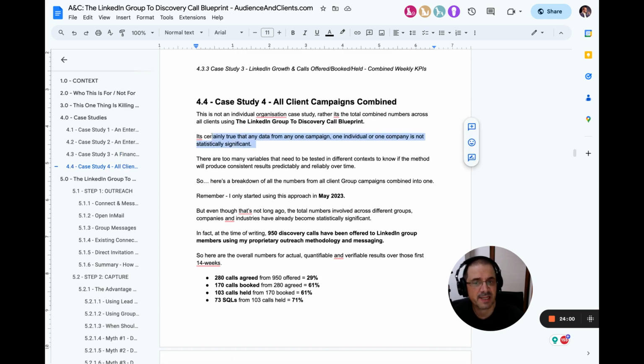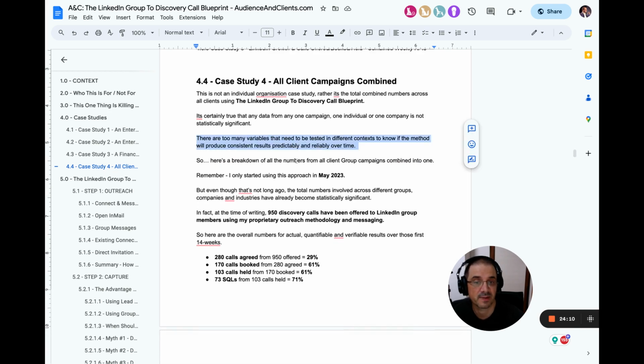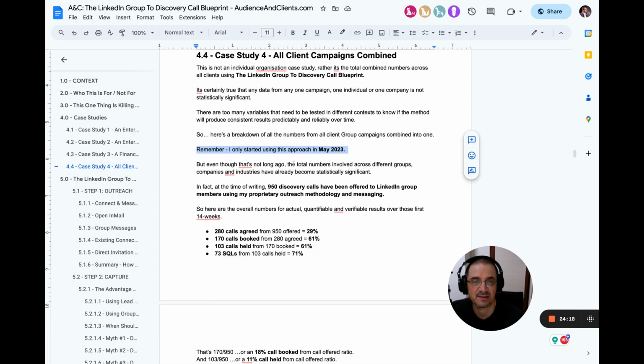It's certainly true that any data from one campaign, individual company, is not statistically significant. There's too many variables that need to be tested in different contexts to know if the method will produce consistent results predictably and reliably over time. So here's a breakdown of all the numbers from all the client group campaigns combined into one. Remember, I only started this approach in May 2023.